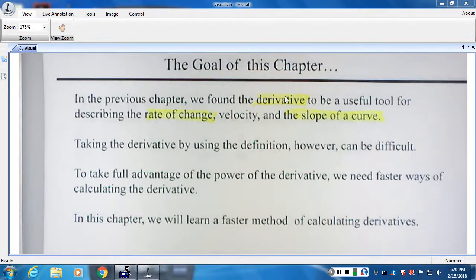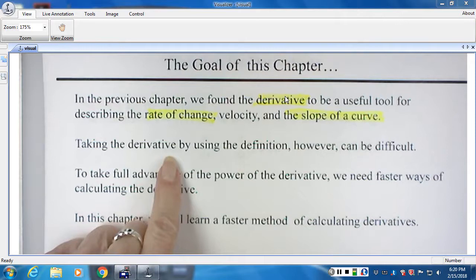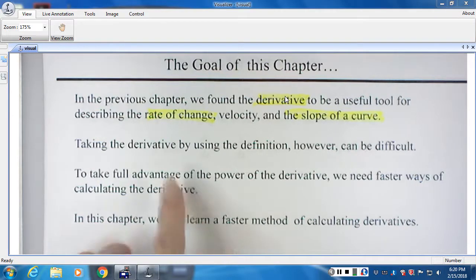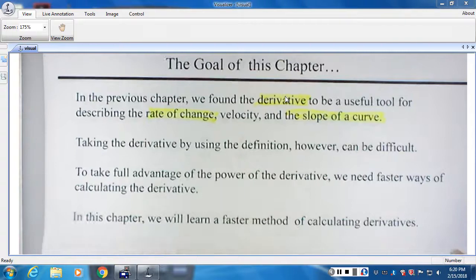However, as you learned, and hated every minute of it, and I don't blame you because I did too when I was in your place, doing it with the definition, the four-step process, it's not fun. It's ugly, it's long, it's tedious, and it's frustrating. But that is how you learn what the derivative means. That was what Chapter 11 was all about, and it was so difficult because it's a brand new concept for you. But now you're going to have a shorter way to take a derivative without using the definition. So in order to take full power of it, we're going to have faster ways to calculate that derivative, and it's a much easier way. So here we go.